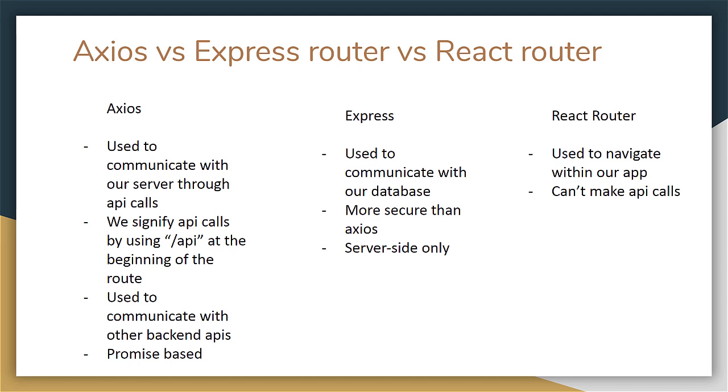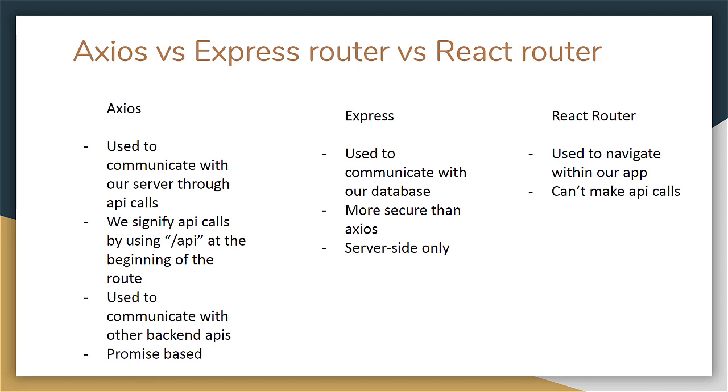And finally, we have React Router. React Router is essentially used to navigate within our app. We can't make any API calls with React Router. It is only for navigating our React app. And at this point, you might be wondering how our app knows whether a route is React Router or an Express API call. And the answer is that it handles all of this behind the scenes.